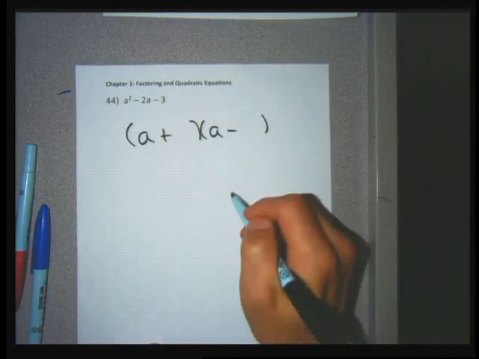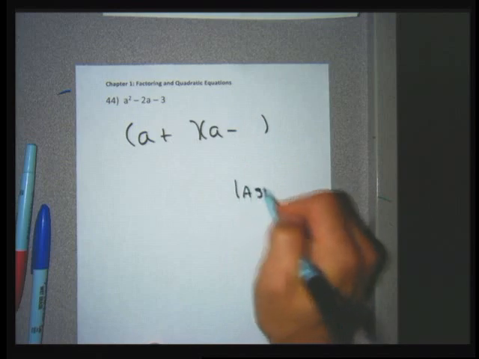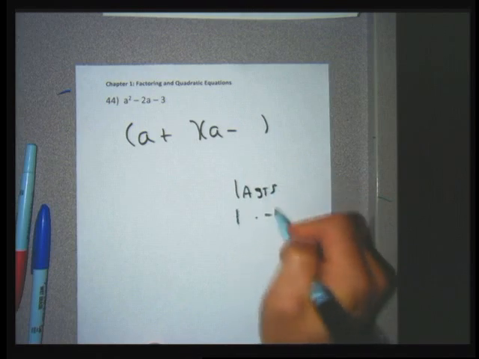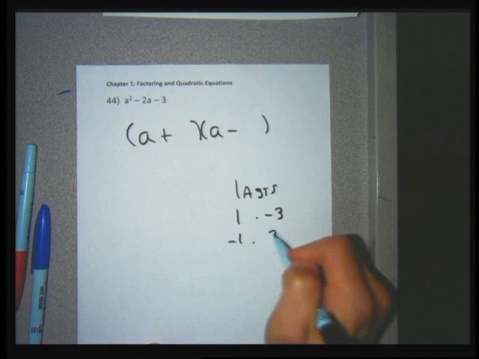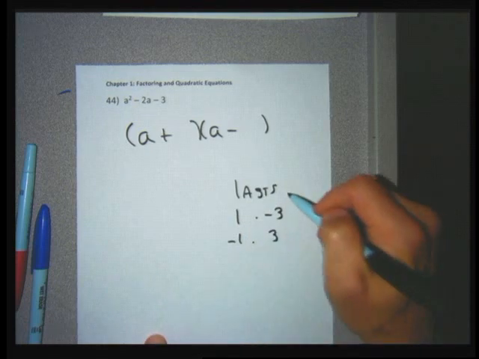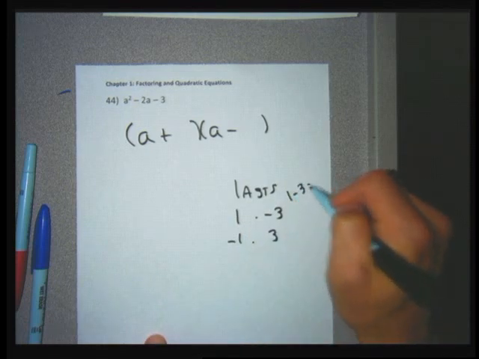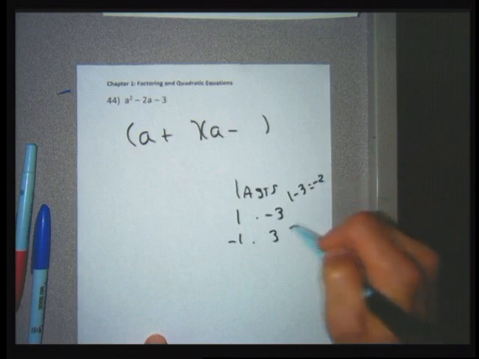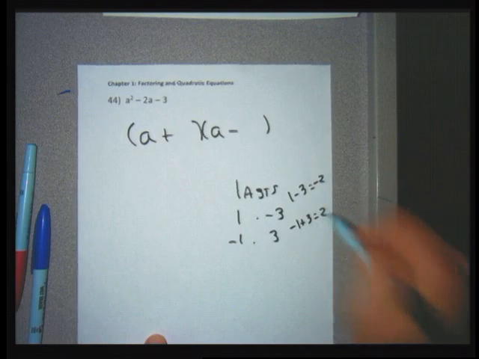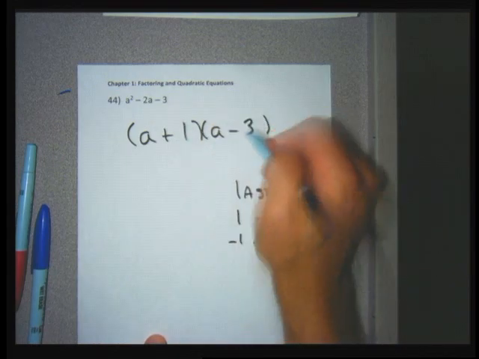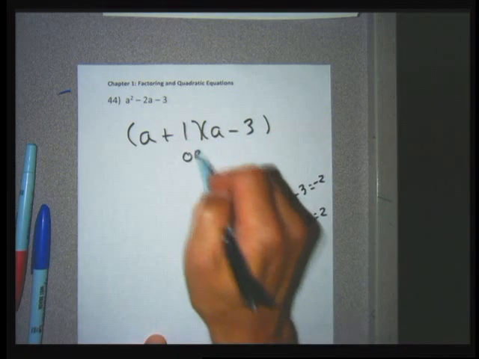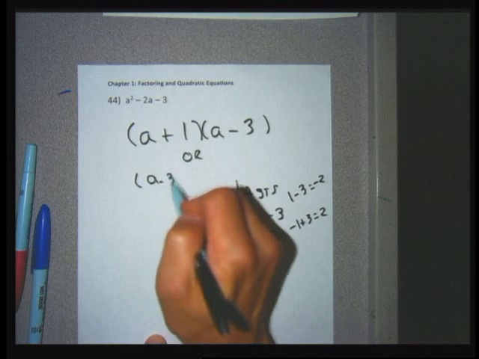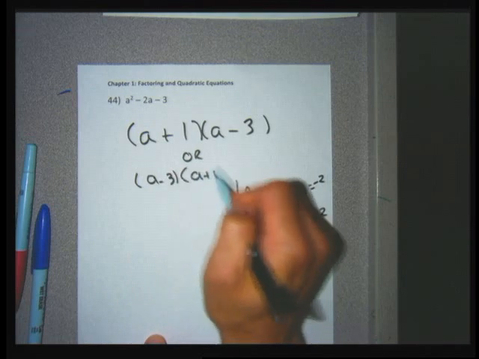So I'll look at my lasts. They could either be a positive 1 and a negative 3, or a negative 1 and a positive 3. Top one, 1 minus 3 is negative 2. Bottom one, negative 1 plus 3 is positive 2. So I need the top one. I need a positive 1 and a negative 3. Or I could have written a minus 3 times a plus 1.